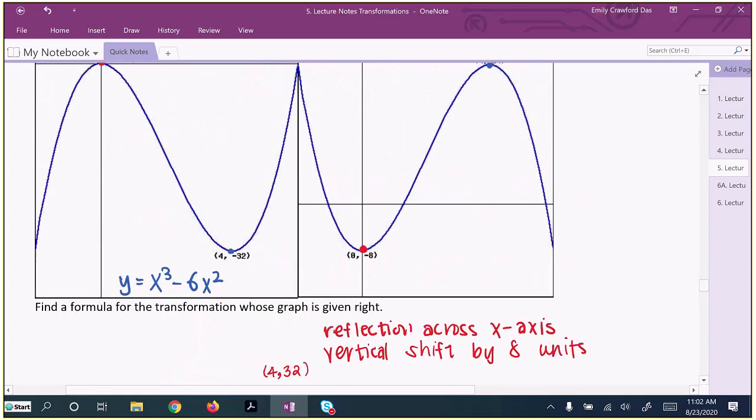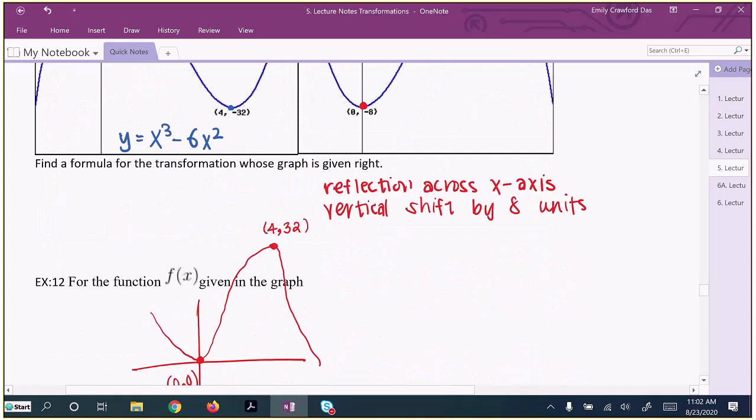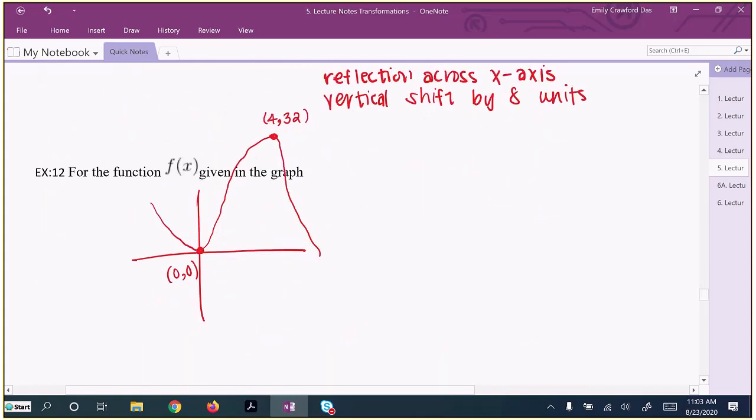Now if I look at the final product that I want, 4 and 24, 0 and -8. So that is exactly shifting down by 8 units, or subtracting 8 from the y-coordinate in both cases. So I'm going to just put here a down arrow to say vertical shift down by 8 units.